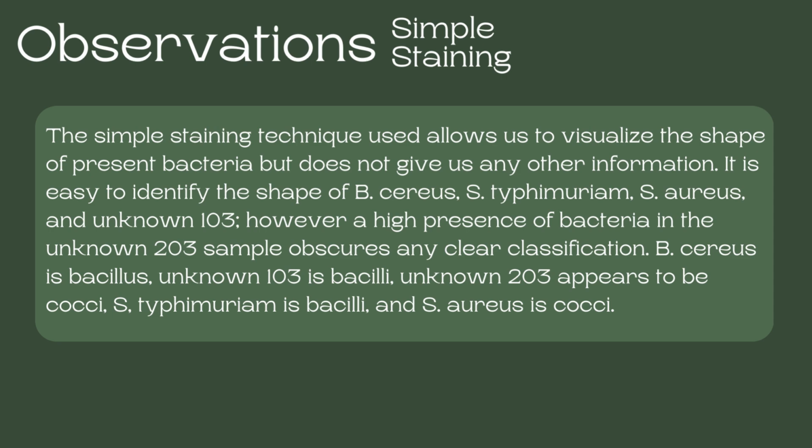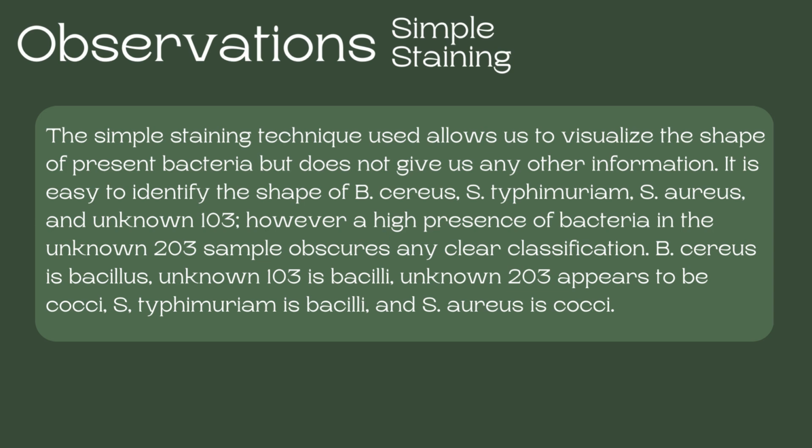The simple staining technique let us visualize the shape of present bacteria, but it didn't give us any other information. It is easy to identify the shape of B. cereus, S. diffamerium, S. aureus, and unknown 103. However, a high presence of bacteria in the unknown 203 sample obscures any clear classification.